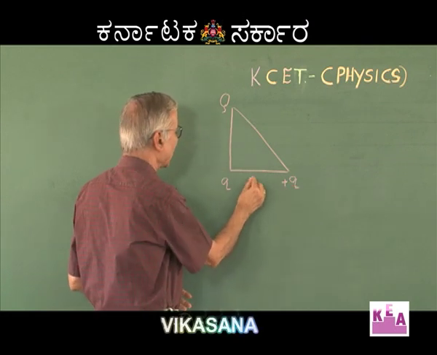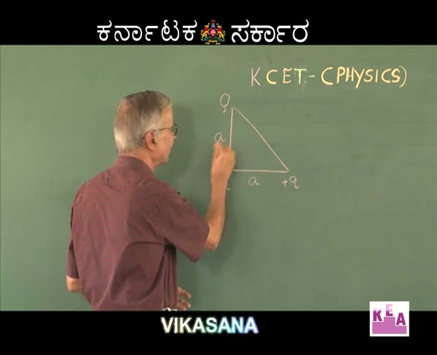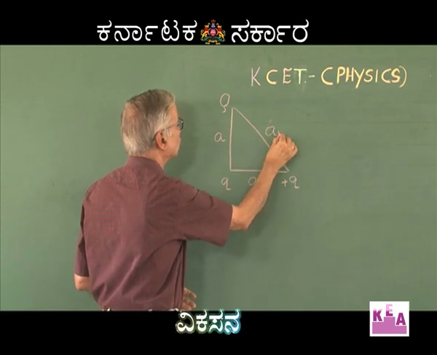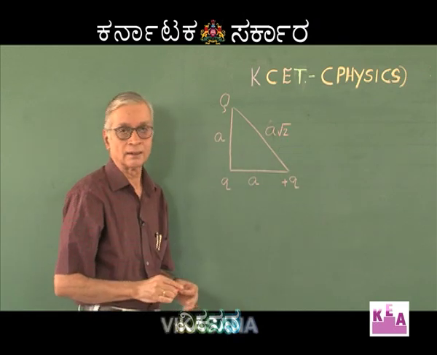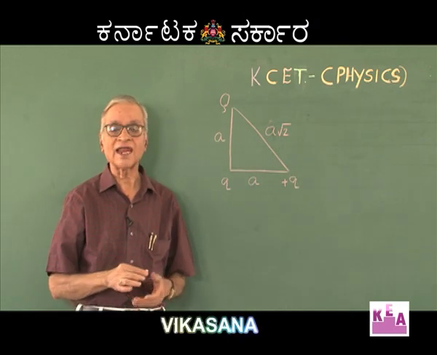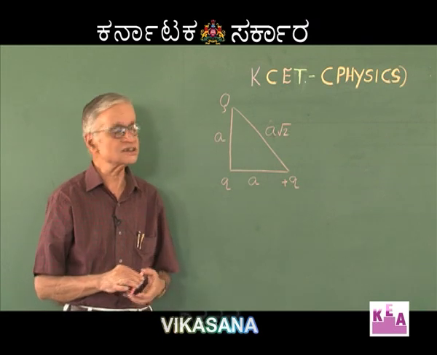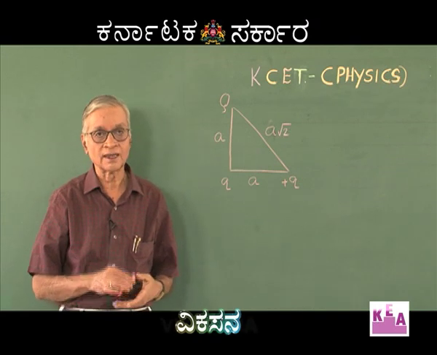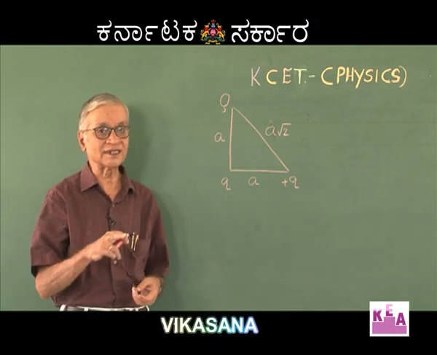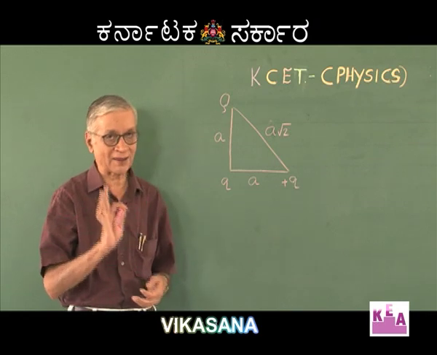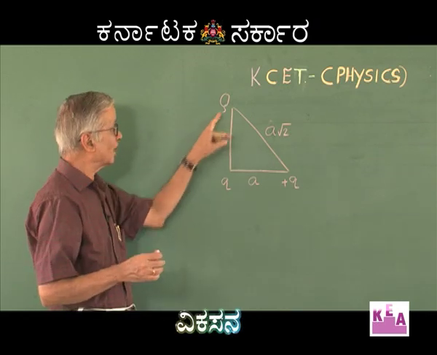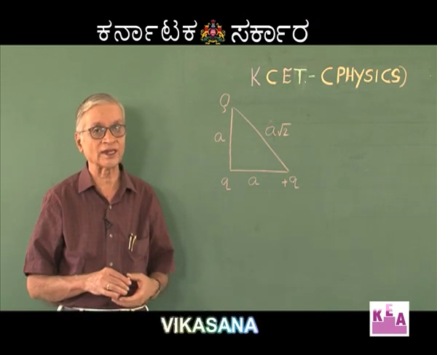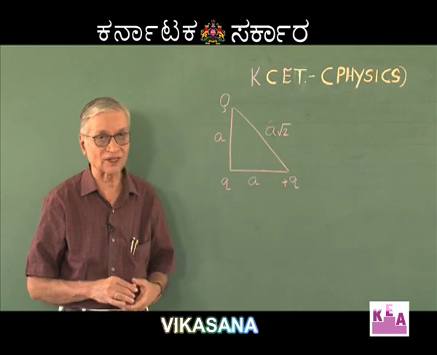The side is A, naturally this will be A, and the hypotenuse will be equal to A root 2. Then, you know that the electrostatic energy of a system of three charges Q1, Q2, Q3 is k, I once again tell you, small k is 1 upon 4 pi epsilon 0, times Q1 Q2 divided by R12 plus Q2 Q3 divided by R23 plus Q3 Q1 divided by R31.